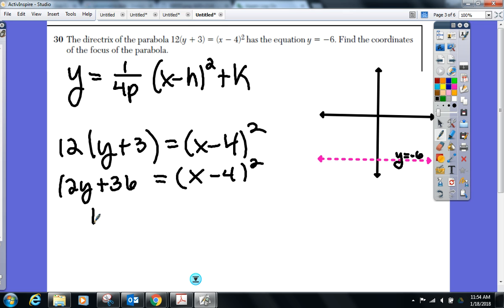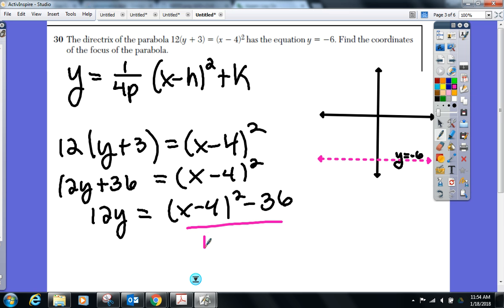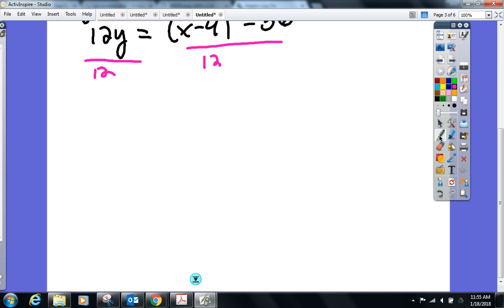36, yep. So 12Y equals, there's not much I can do here except subtract 36 over here. Divide both sides by 12, yep. Go ahead, divide both sides by 12. I'm going to get Y equals, can I divide that negative 4 by 12? I cannot. What's in front here?